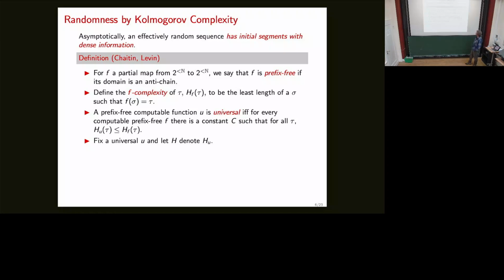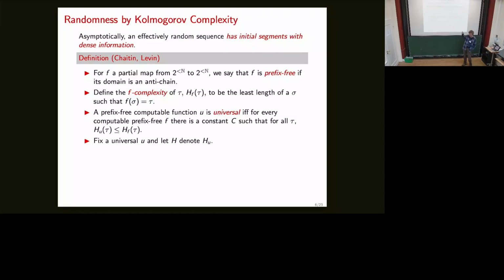Okay, a prefix computable function U is universal. So this is a function from finite sequences to finite sequences. It's universal if there is a constant C such that H sub U is less than or equal to H sub F plus C. So with a constant cost, you can simulate F. Okay, and there is a universal machine, and typically you identify all the universal ones. An additive constant doesn't really mean much when you're talking about complexity. So you fix a universal U and let H denote H sub U, and that gives you a notion of complexity of finite sequences.